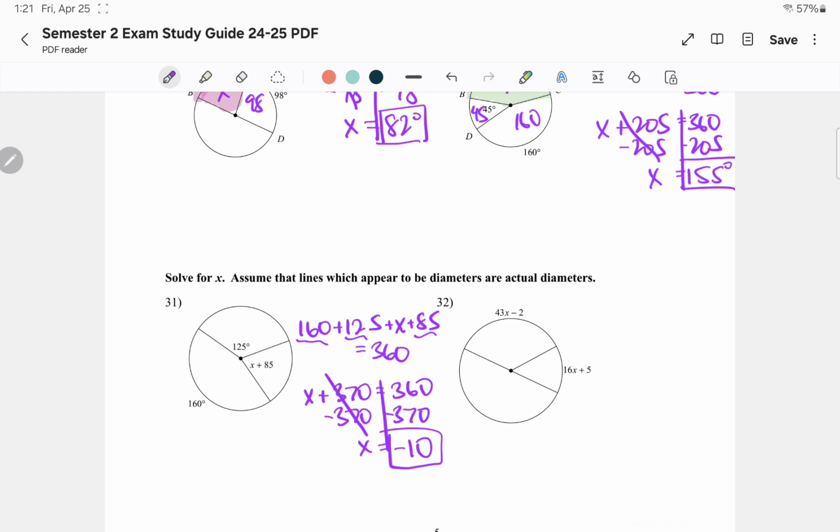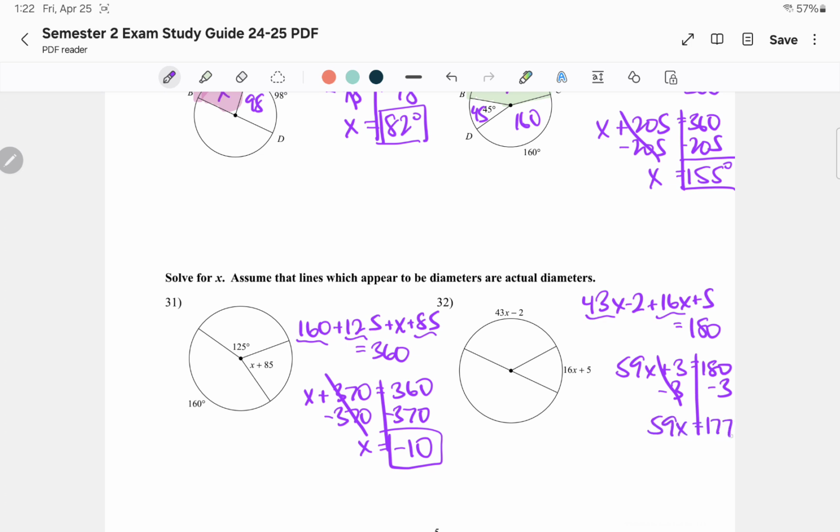Now for 32, we have 43x minus 2 plus 16x plus 5. This time, see how half of this circle is blank? So it's going to equal 180, this equation. So let's combine like terms. Let's do 43 and 16. That's 59x. And then we have -2 plus 5 is +3. So plus 3 is 180. And now we can solve by subtracting 3. 59x is equal to 177. And then it should be a whole number here that we're dividing by 59. So 177 divided by 59 is 3.